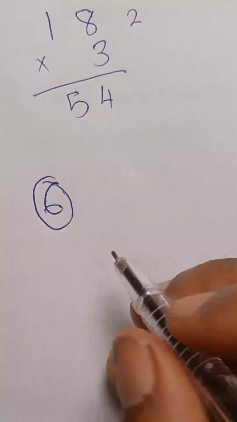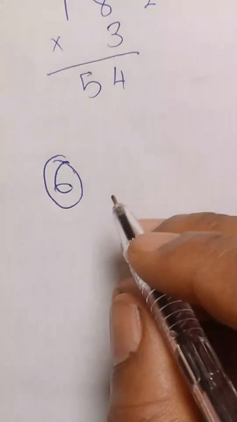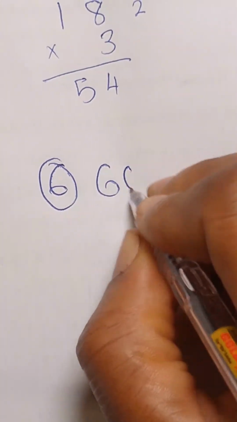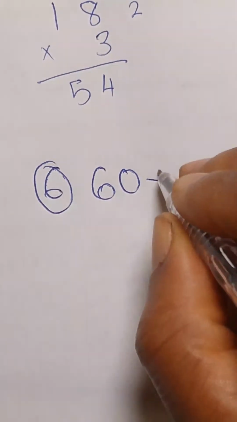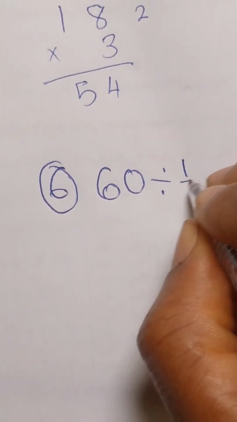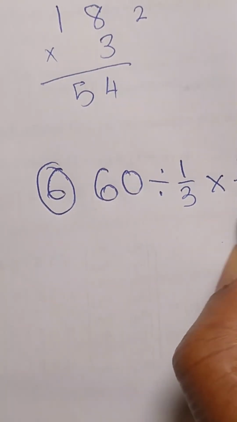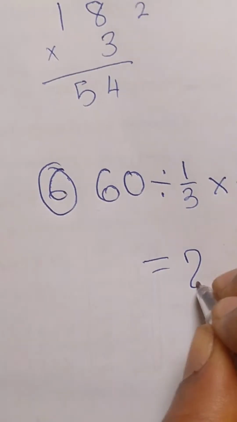Okay, so let's solve another one. We have 60 divided by 1/3 multiplied by 1/3 is equal to what?